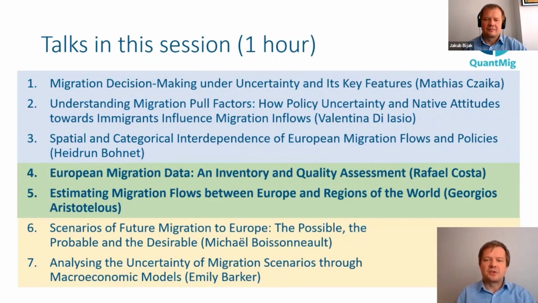In the part of the session focused on data and estimates, Rafael Costa from the Netherlands Interdisciplinary Demographic Institute will present the online inventory of European migration data, which we prepared within the Quantifying project, together with a comprehensive quality assessment. In the second talk from this group, Georgios Aristotelous from University of Southampton will present the current status of the work on estimating migration flows, both within Europe and between European countries and regions of the world, by using a Bayesian hierarchical model.